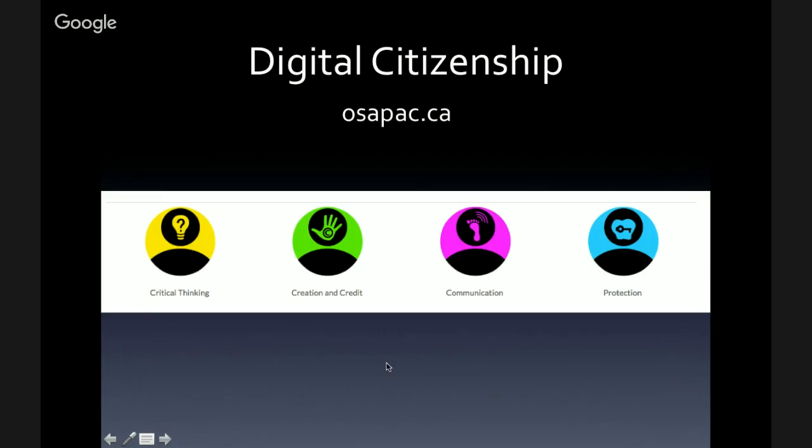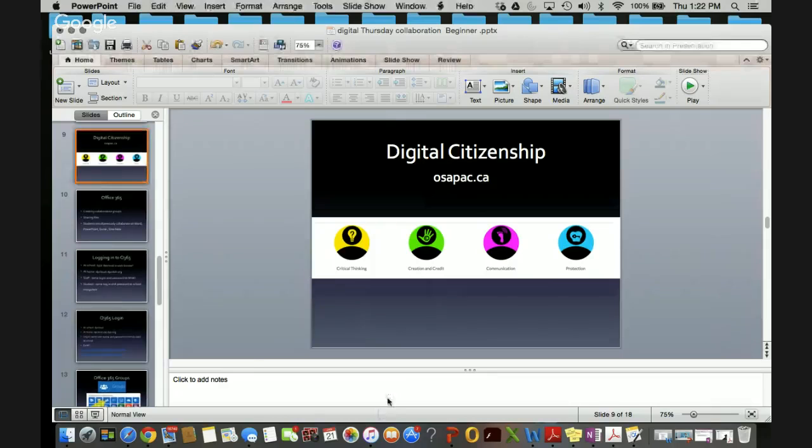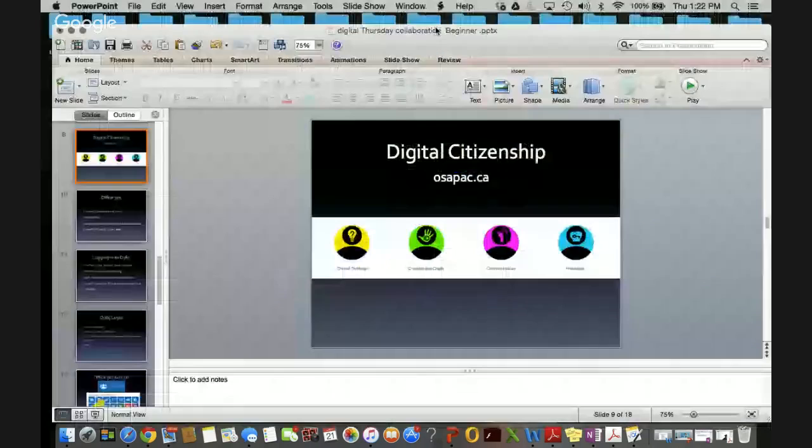So I just wanted to come back to the idea of digital citizenship. If you haven't seen this resource, it is a website called osapac.ca. It is a ministry site, and they've taken digital citizenship into 4 different categories. So they're looking at the ideas of critical thinking, credit and creation, communication, and protection. So I'm just going to go ahead and take you to that site for a moment. Yep, sorry.